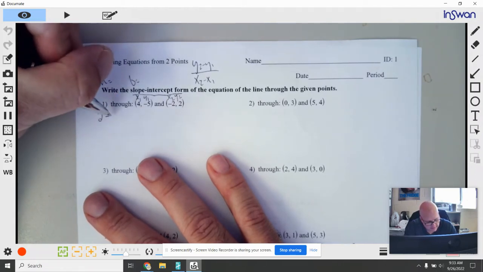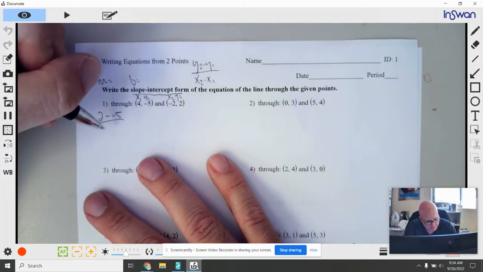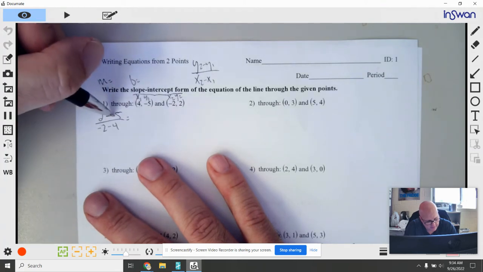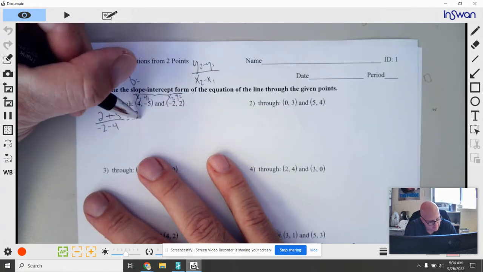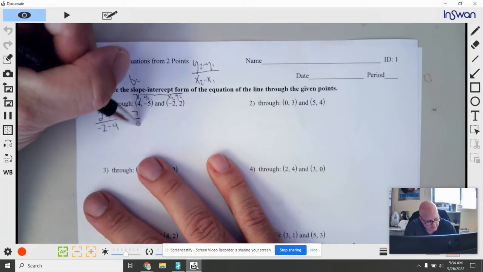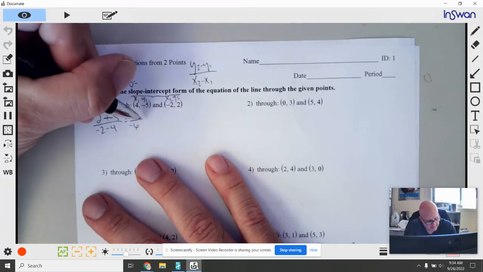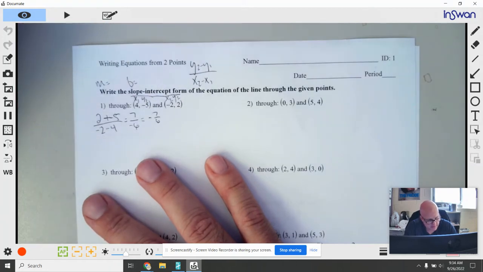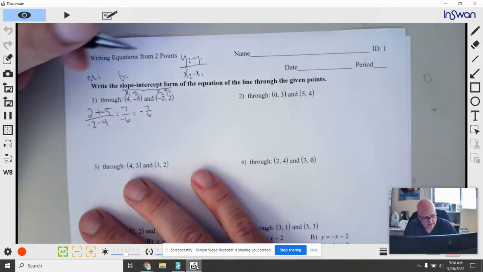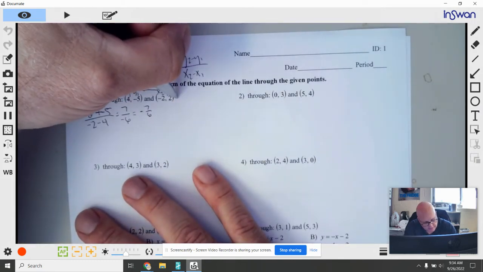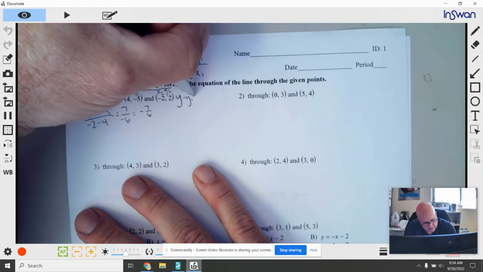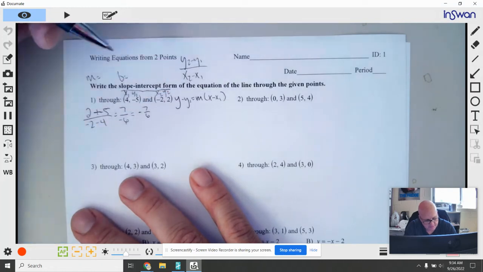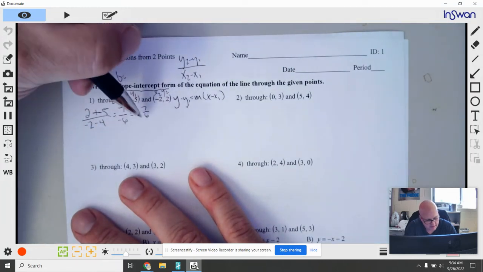So I have 2 minus a negative 5 over negative 2 minus 4. Okay, double negative, that's going to make 7. And then negative 2 minus 4 is a negative 6. So that means my m is going to be negative 7/6. Okay, once I've established that fact, then I go ahead and we use our point slope form. So remember, that's y minus y sub 1 equals m times the quantity x minus x sub 1.